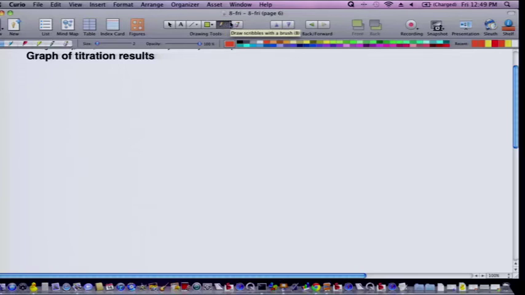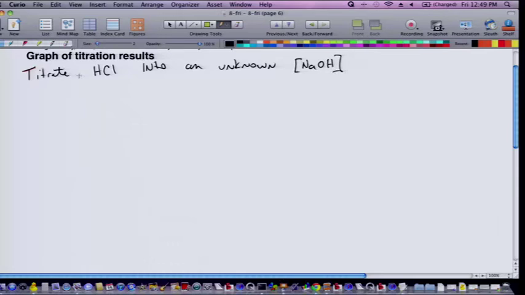Okay, so what are the data going to look like in an acid-base titration? And so in our experiment, we are going to titrate, I don't know what my pencil, I'm really hurting myself today. Okay, you're going to titrate HCl in your initial calibration into an unknown concentration of NaOH. Okay, so you're going to titrate a known HCl into an unknown NaOH.